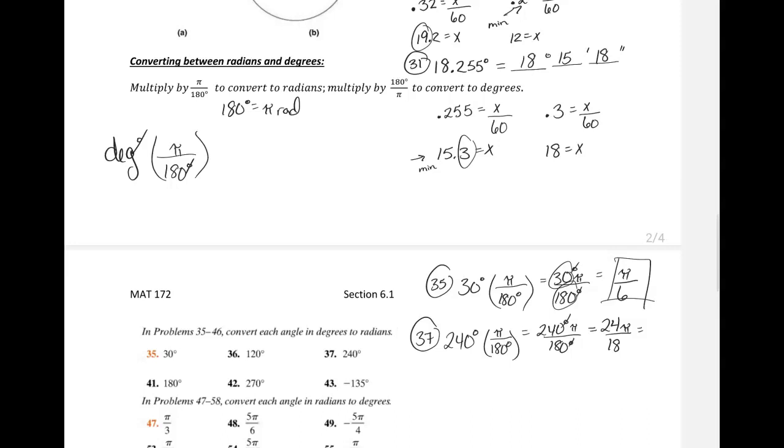3 goes into both of those. 3 goes into 24 8 times. 3 goes into 18 6 times, and we can reduce even further. 2 goes into both. So that's equivalent to 4 pi over 3.